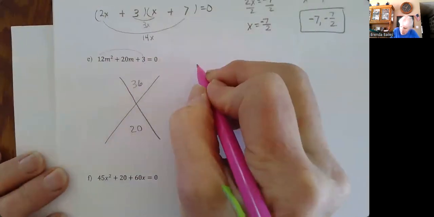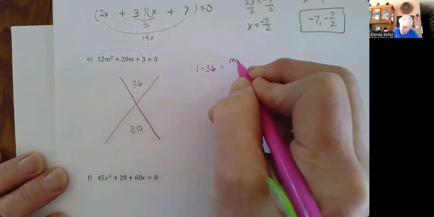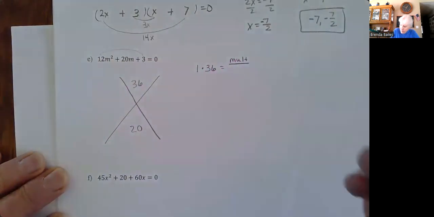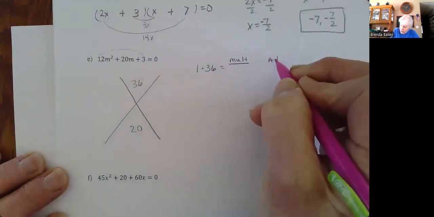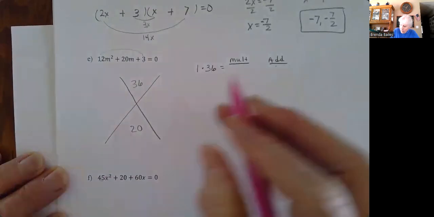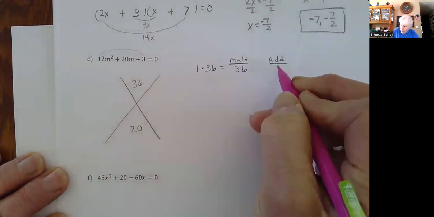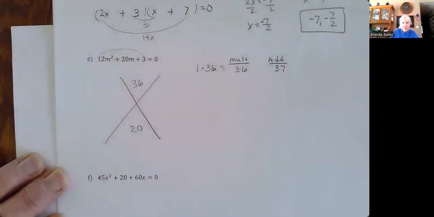So we're going to take like 1 times 36. We're going to multiply. Is that showing up yet? And then we're going to add these numbers and see what we get. We want a 36 and a 20. So we do get 36. But when we add, we get 37. And we do want a positive 36. We want a positive 20 when we add them.